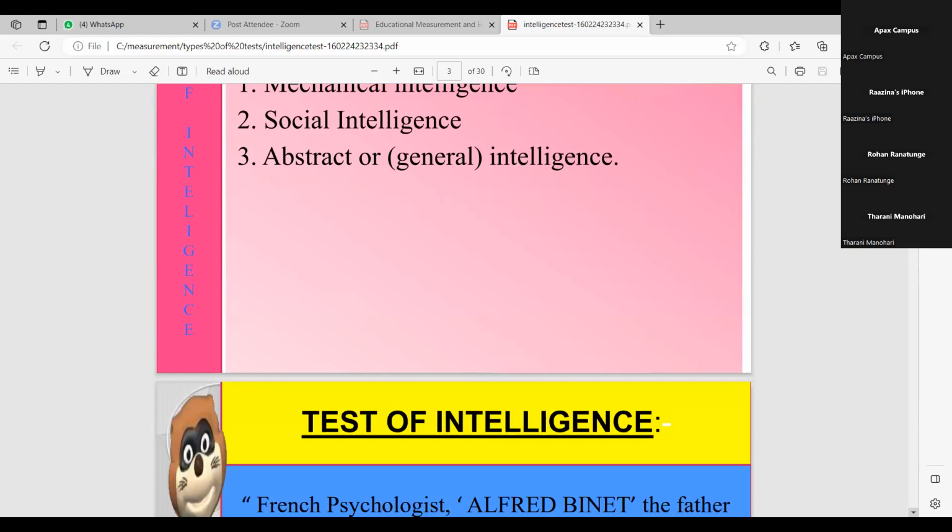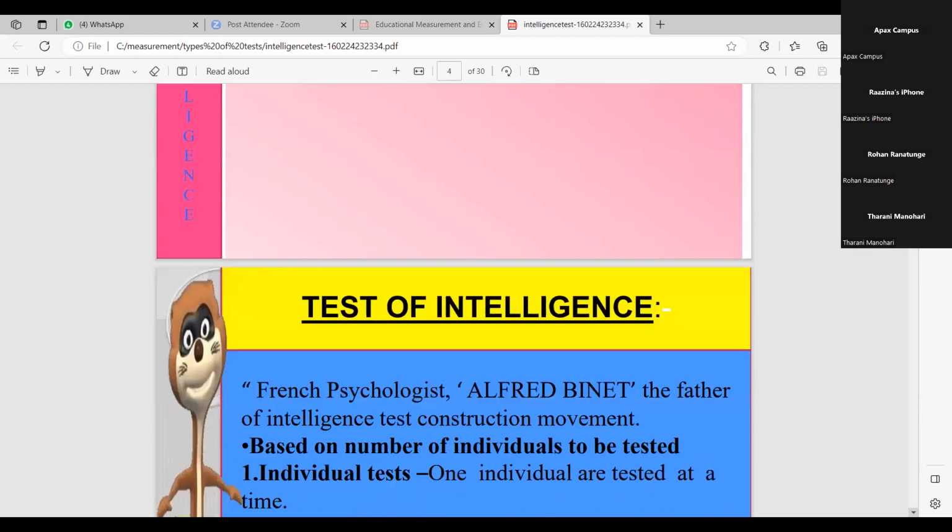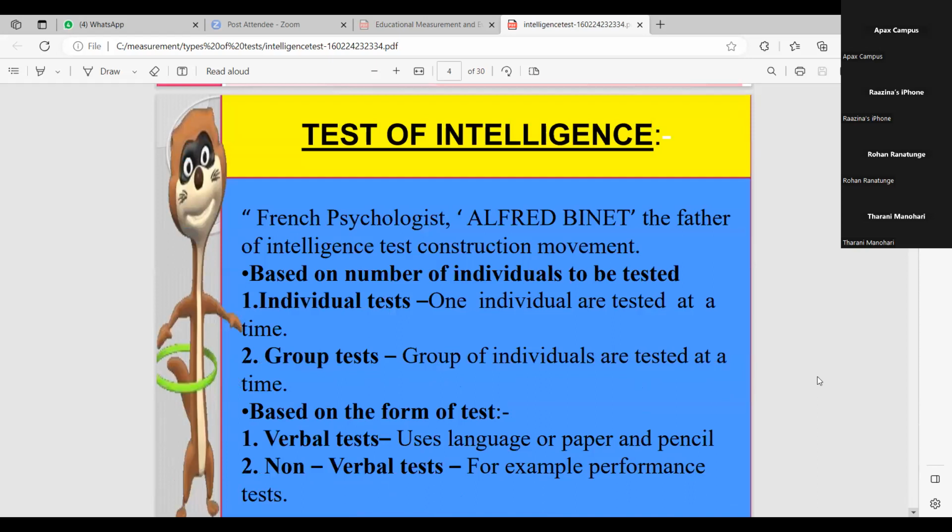Right. Going forward, tests of intelligence. French psychologist Alfred Binet, the father of the intelligence test construction movement. So this is what really happened somewhere in the 1930s, as I remember. Or is it 1815? I don't remember. Alfred Binet was appointed by the French government to see the reasons why the students have low achievements in the schools.